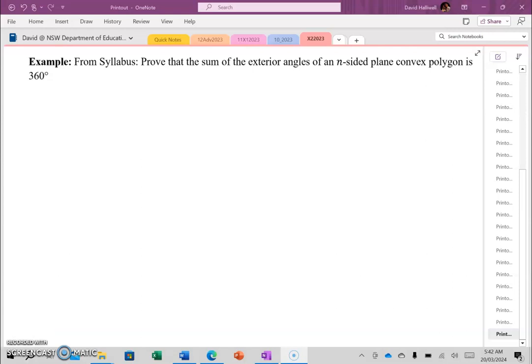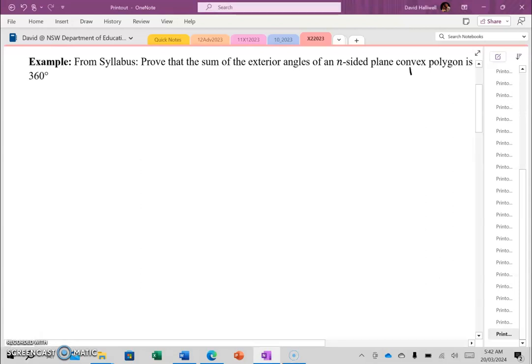This question is a geometric induction question. Remember, for geometric questions, the diagram is key. So we need good diagrams here. This question comes directly from the 4-unit syllabus. Prove the sum of the exterior angles of an n-sided plane convex polygon is 360 degrees.